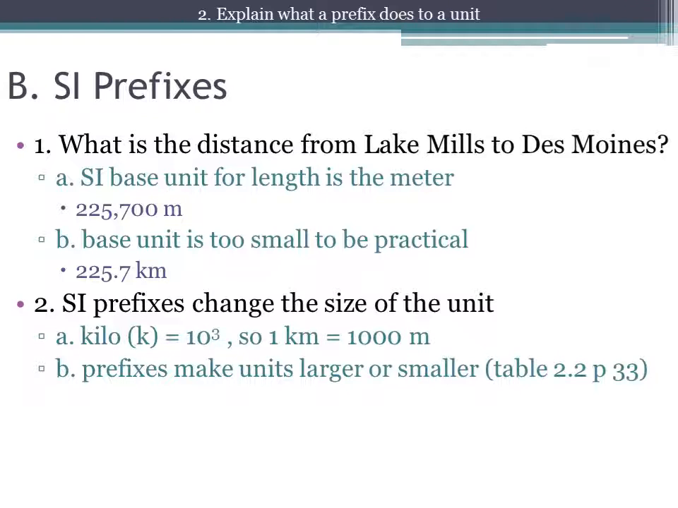As we just said, these prefixes can make units larger or smaller. If you look at table 2.2 on page 33 of your textbook, you will see a table with all sorts of these SI prefixes on them.